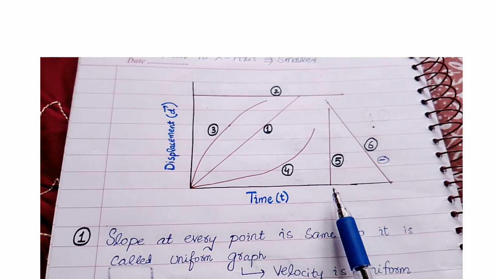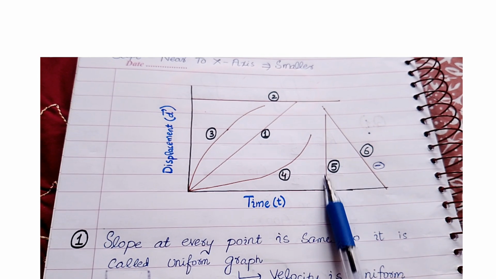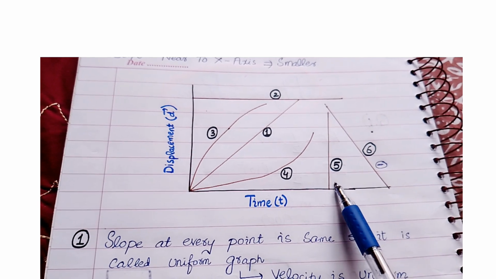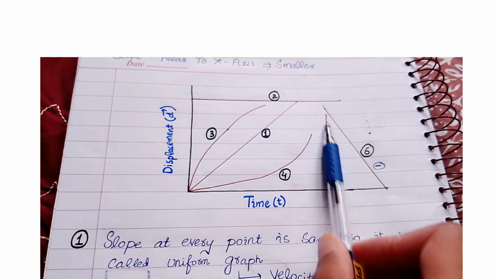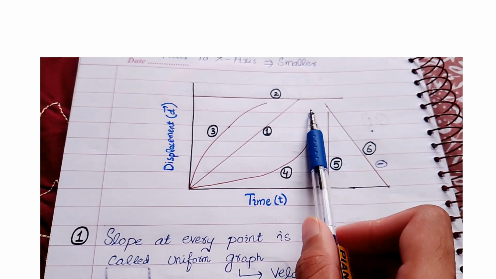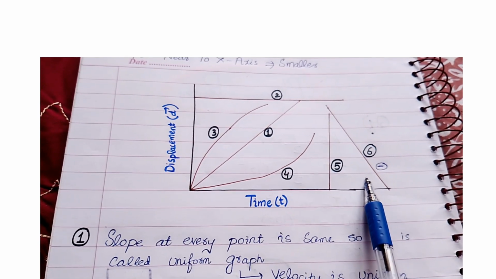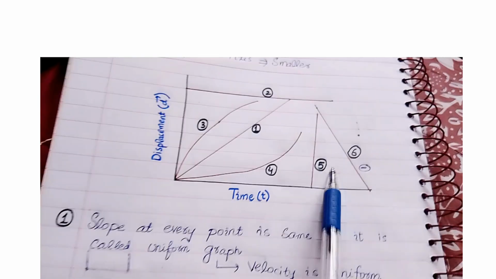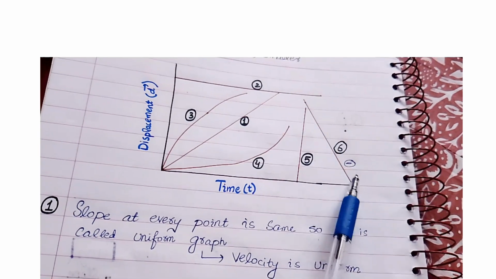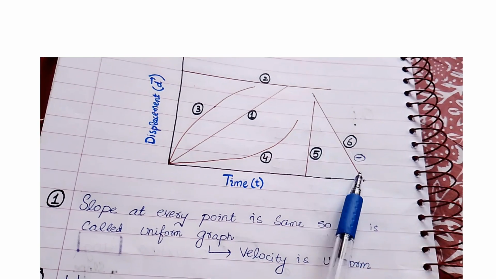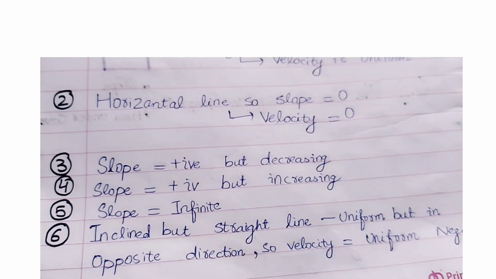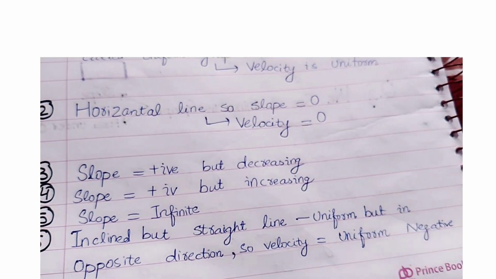In the fifth case, there is a straight vertical line, parallel to the y-axis. In this case the velocity is infinite. And in this sixth slope, it is moving in the opposite direction, so it is negative. An inclined but straight line means uniform but in the opposite direction, so velocity is uniform negative.